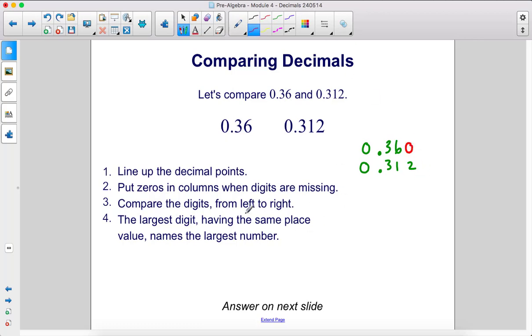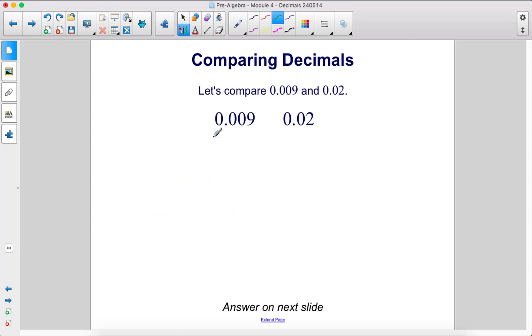Next, compare the digits from left to right. Those are the same, move on. Those are the same, move on. 6 is bigger than 1, therefore this number is larger than that one. And there you go. 0.36 is greater than 0.312. And here is the answer.